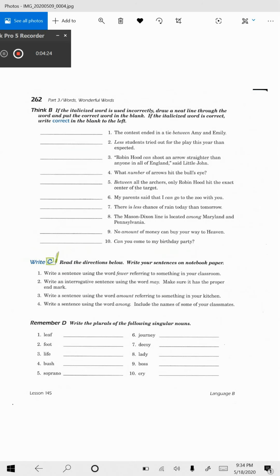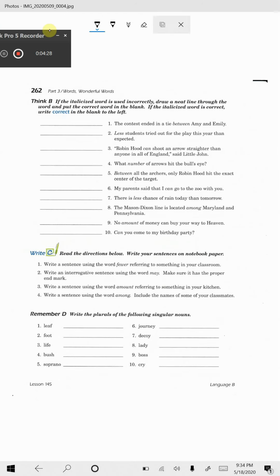All right, on this page, I'm going to let you do some stuff on your own. We're going to skip this part just to make it easy. All right, let me do a few of these with you. So if the italicized word is used incorrectly, you're going to draw a neat line through the word and put the correct word on the blank. If the italicized word is correct, write correct on the line, okay? So let's do a few of these. Let me turn to this page in my book.